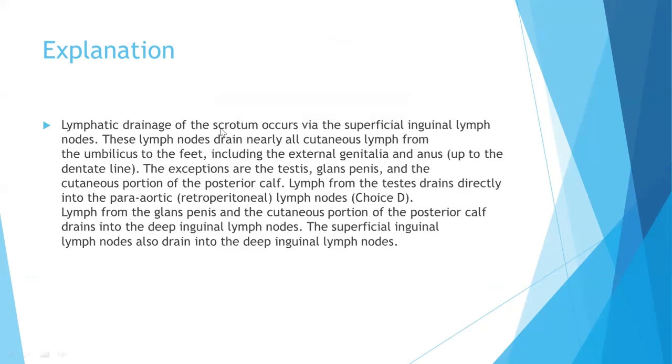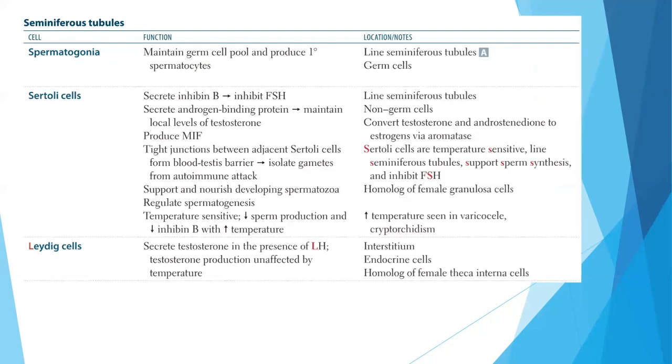So the lymphatic drainage of the scrotum occurs via the superficial inguinal lymph nodes, and these lymph nodes drain nearly all cutaneous lymph from the umbilicus to the feet, including the external genitalia and anus. The exceptions are the testis, glans penis, and the cutaneous portion of the posterior calf. Lymph from the testis drains directly into the para-aortic lymph nodes. Lymph from the glans penis and the cutaneous portion of the posterior calf drains into the deep inguinal lymph nodes, and the superficial inguinal lymph nodes can also drain into the deep inguinal lymph nodes in a later stage.